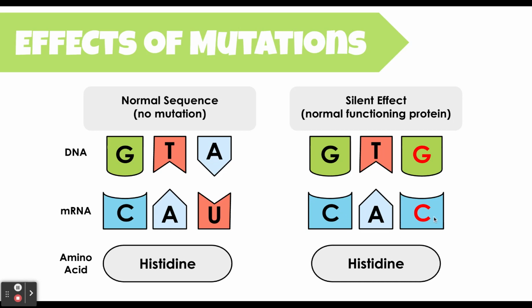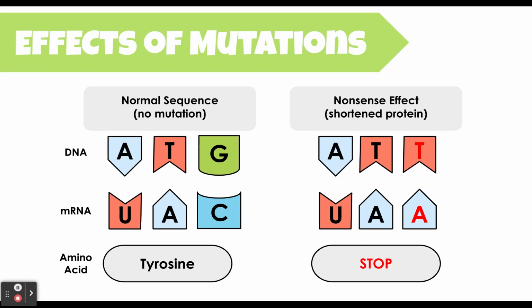And if we were to look at our codon chart and see the codon CAC on there, it also codes for the amino acid histidine, which the codon CAU codes for. So in this case, the change in the DNA has no effect on the protein at all. So this is a case where the mutation has no effect. We call it silent because things kind of go on as normal.